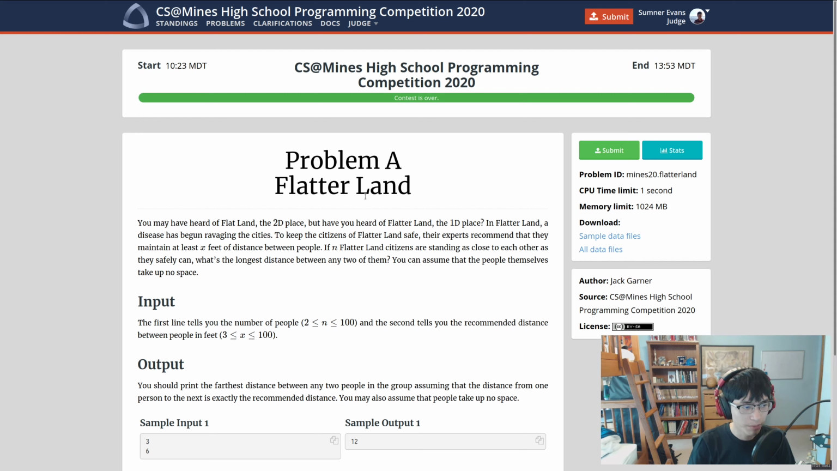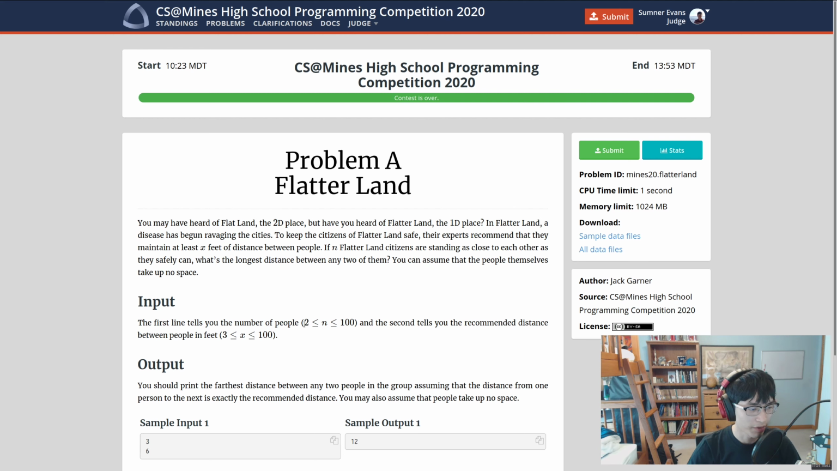Okay, problem A, flatter land. This was the first problem in the competition, and it was also the easiest. Basically you have a 1D place, and you have to spread out the citizens of this 1D space by x feet apart. Now the people themselves take up no space according to the problem description, and you have n flatter land citizens. So this is inspired by the current COVID-19 crisis where we have to maintain social distancing.